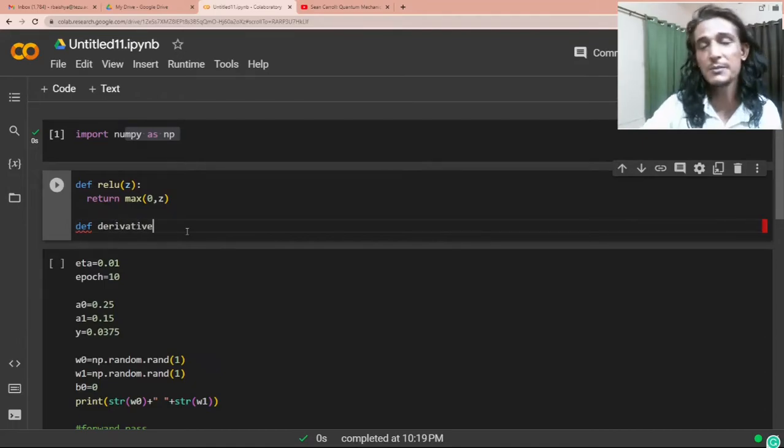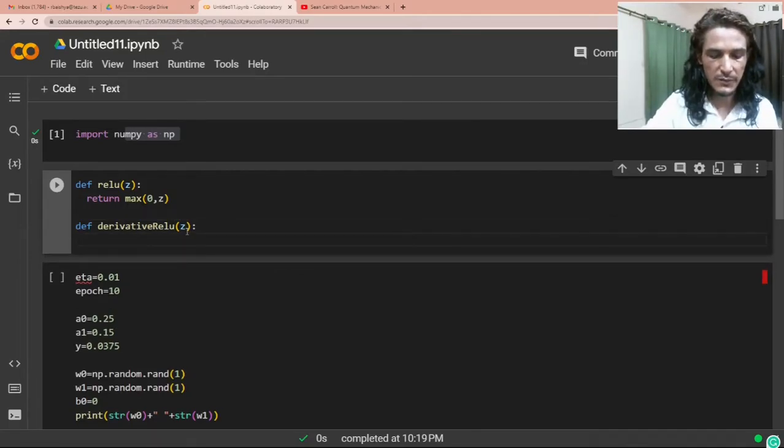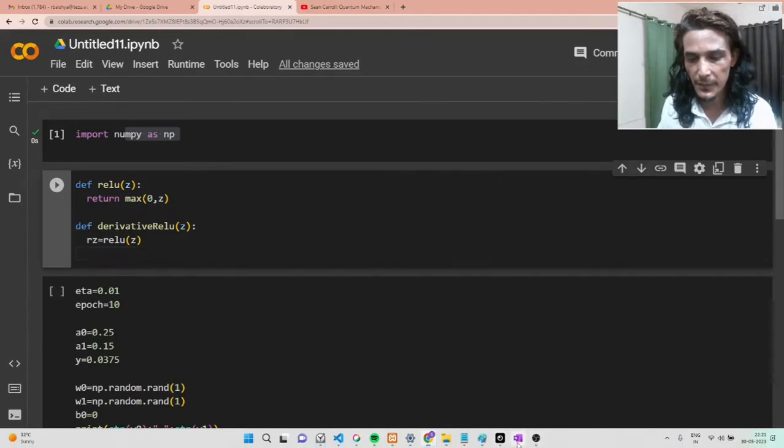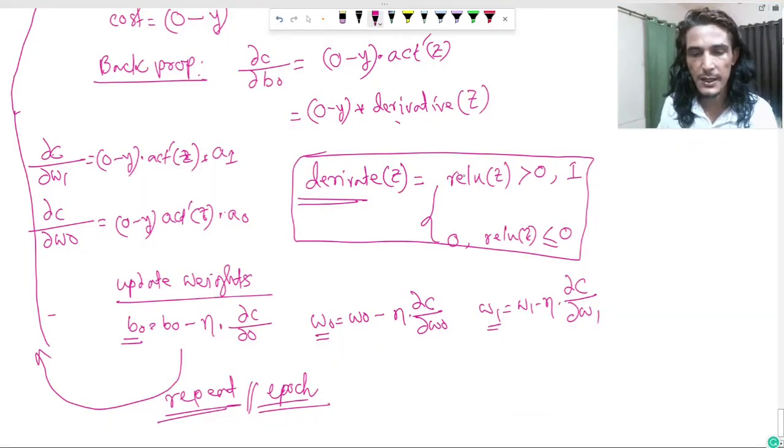If I do a spelling mistake, please don't mind. Derivative of the ReLU, and there we can pass g. If I pass g, then we first have to compute ReLU of g, rg equal to ReLU of z, and then the derivative is: if the output rg is greater than 0, it is 1, otherwise it is 0, right? That's what we want, isn't it? If the output of the ReLU function is greater than 0, it is 1, otherwise it is 0.